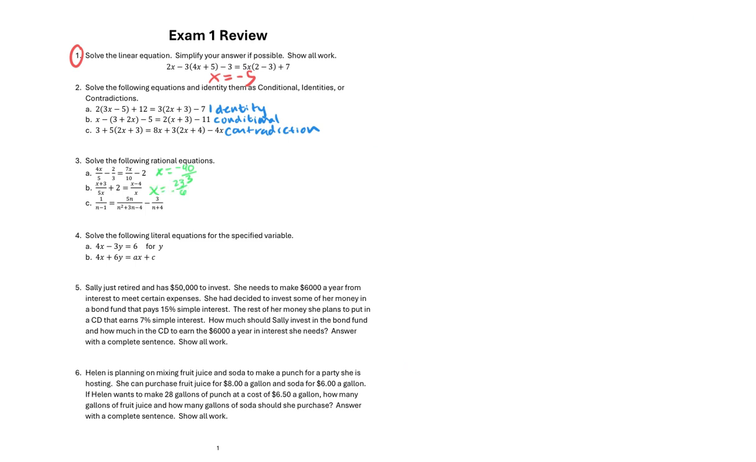Our last equation is going to be 1 over n minus 1, is equal to 5n over n squared plus 3n minus 4 minus 3 over n plus 4.